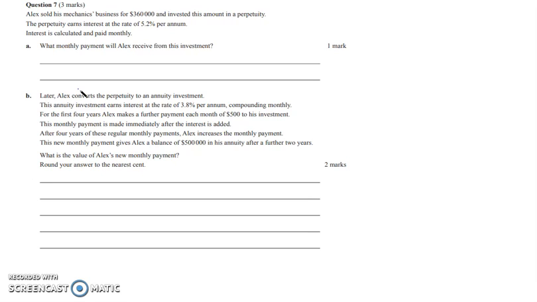The perpetuity earns an interest of 5.2% per annum. Interest is calculated monthly, so I'm just going to underline monthly there. What monthly payment will Alex receive for this investment?